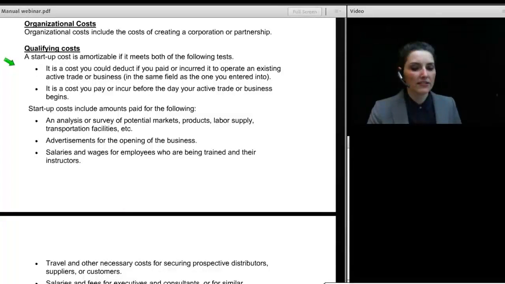A startup cost is amortizable if it meets both of the following tests. Number one, it is a cost you could deduct if you paid or incurred it to operate an existing active trade or business in the same field as the one you've entered into. Number two, it is a cost that you pay or incur before the day your active trade or business begins. So it's all of the costs associated with operating a business, except you're not actually open yet. That's an illustration of startup.